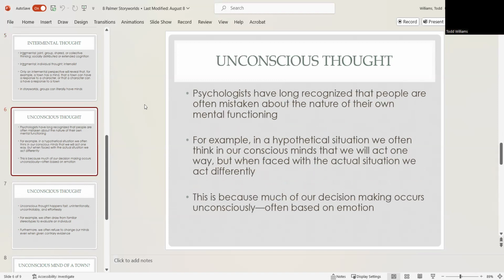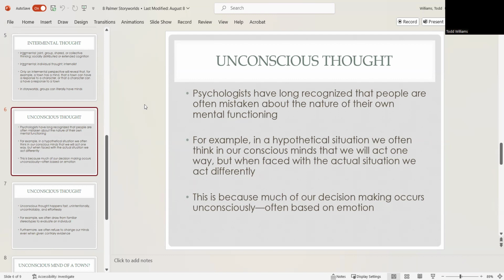So with that in mind, we might think about unconscious thought, right? Psychologists have long recognized that people are often mistaken about the nature of their own mental functioning. We understand consciously a lot of what's going on in our mind, but there's a lot of other stuff going on unconsciously. So for example, in a hypothetical situation, we often think in our conscious mind that we will act in one way, but when faced with the actual situation, we act differently, right? Maybe we think at work, "If my boss gives me any trouble today, I'm really gonna let him have it." And then your boss comes along and gives you some flak, and you don't say anything, even though consciously you wanted to, but unconsciously there's someone in there saying, "I really need this job. I can't give my boss a hard time," right? So we act differently than we think we're going to act sometimes.